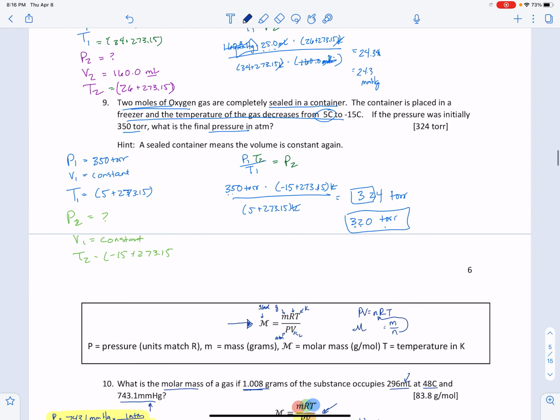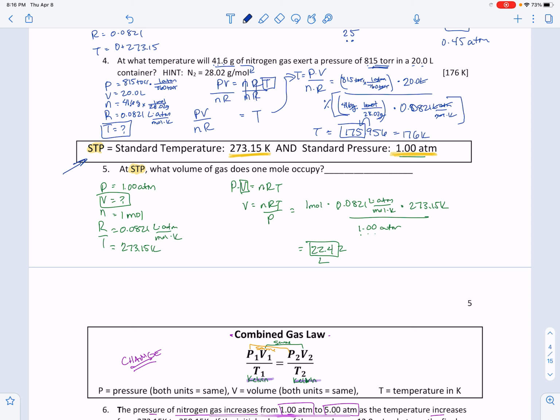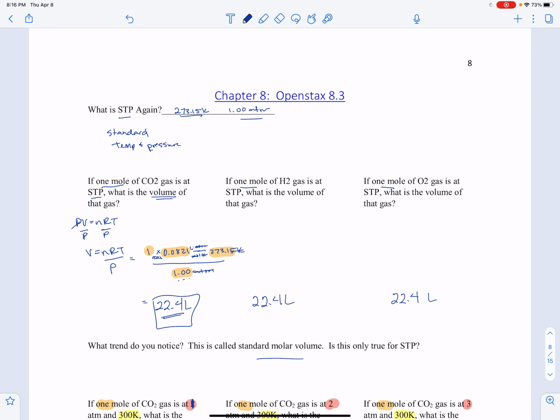Now, let's see if you weren't sure about that. We're going to go back up here and you'll see where we actually solved this earlier, right here. STP. At STP, what volume of gas does 1 mole occupy? It's right here. I already solved it. So we're going to use that information to shortcut us through some of these longer problems.